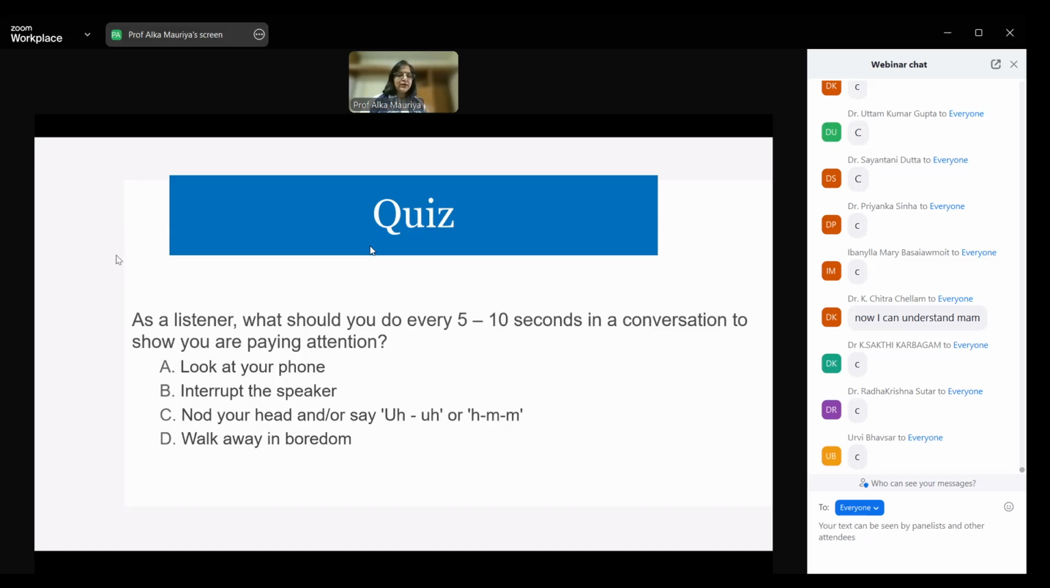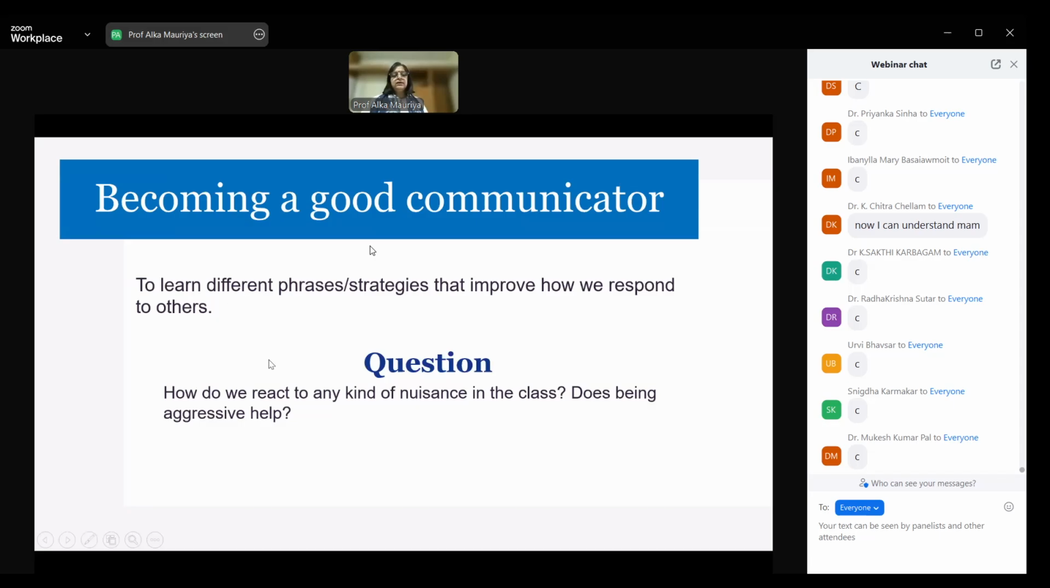So that is about how you can become a good communicator, as a speaker or as a listener. This slide is also very important. When we talk about becoming a good communicator, specifically inside a class, we have to make different strategies depending upon the scenario we are in. All of us have noticed that it happens multiple times that there's a nuisance in the class.